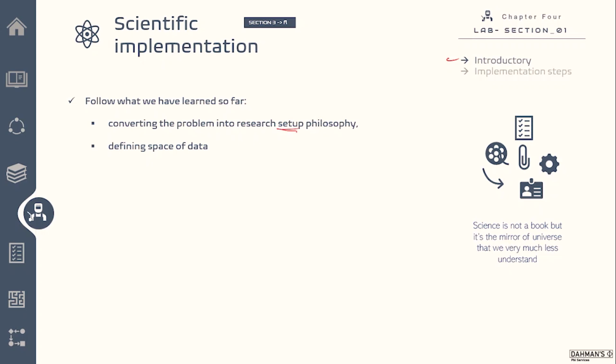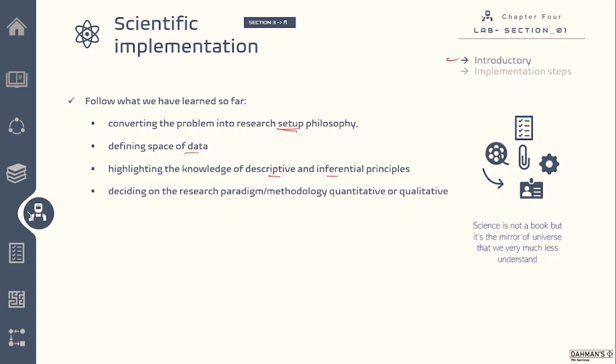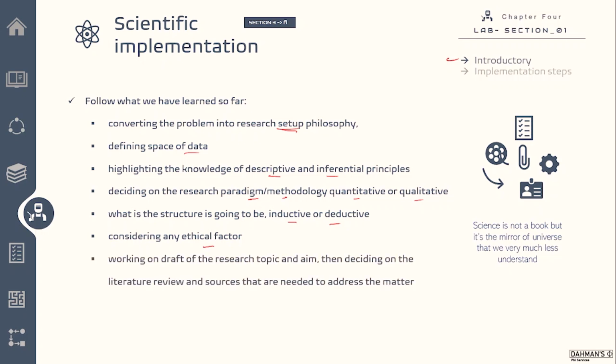So far, essentially, we have learned how to convert a problem into a research setup philosophy. We have seen how to define the space of data. Then we have also discussed the highlighting knowledge of descriptive and inferential principles. Then we discussed deciding on the research paradigm or methodology, either quantitative or qualitative, and what the structure is going to be, either inductive or deductive. And then we discussed considering ethical factors and working on a draft of the research topic aim. Also, the problem of subject reaction and how it works with the ethical factor alongside.